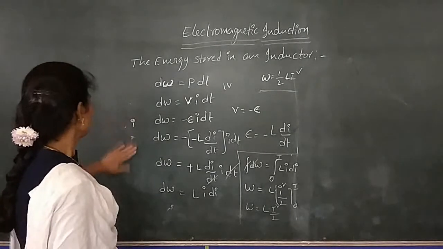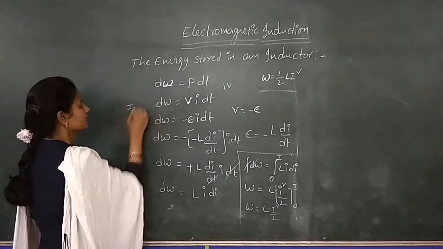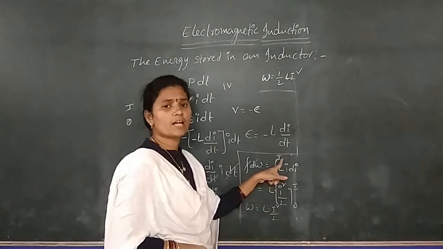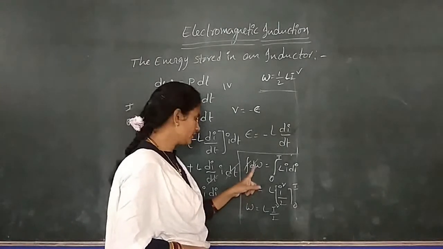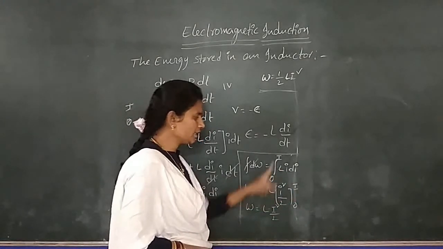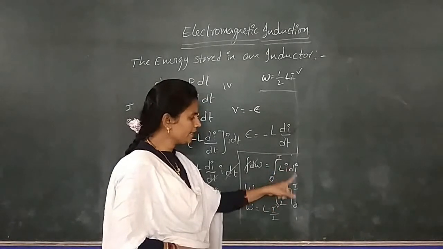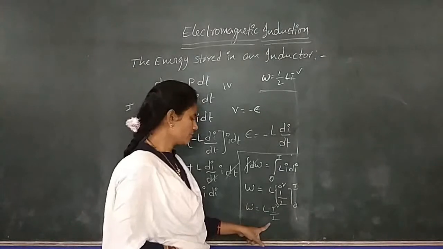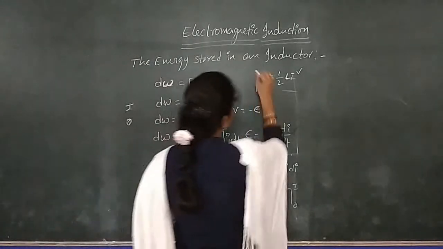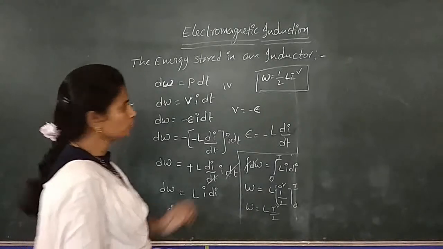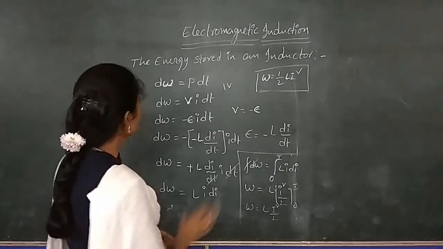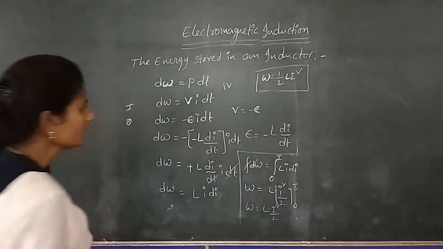So here the current goes from 0 to I. Initially 0, after that it will maintain a current I. So within the limits we have to integrate that equation. Then the differential and integral get cancelled. Then W is equal to the integral of L into I di within the limits 0 to I, which is I square by 2. Within the limits 0 to I we substitute the limits. Then W is equal to half L I square. So this is the work done. We have to do this work, then it will maintain current I through the coil. So this is about the energy stored in an inductor.